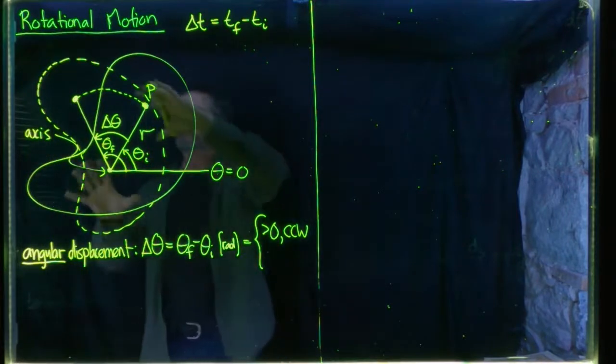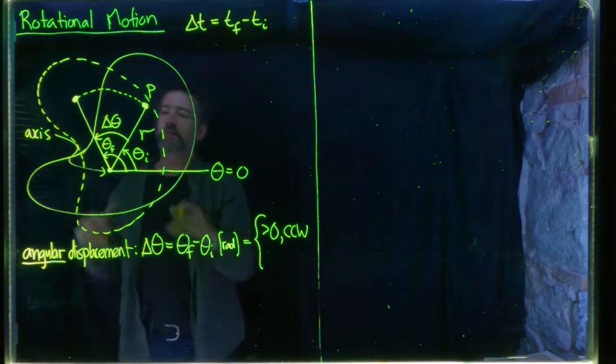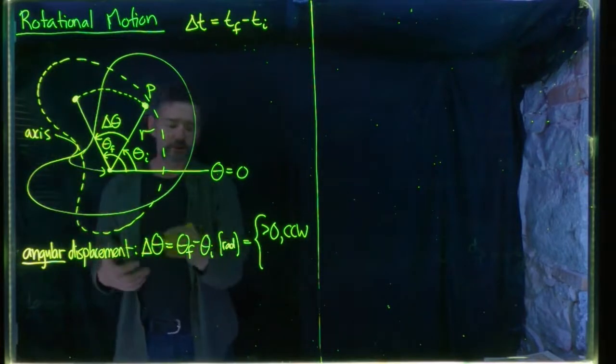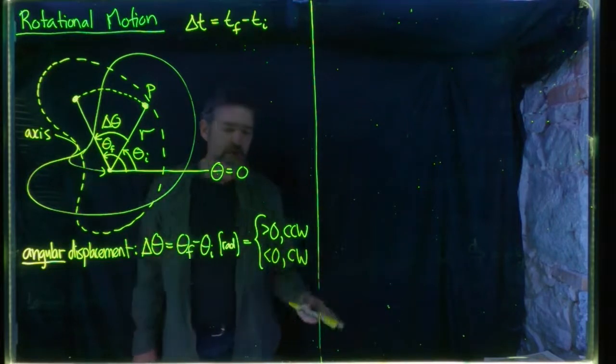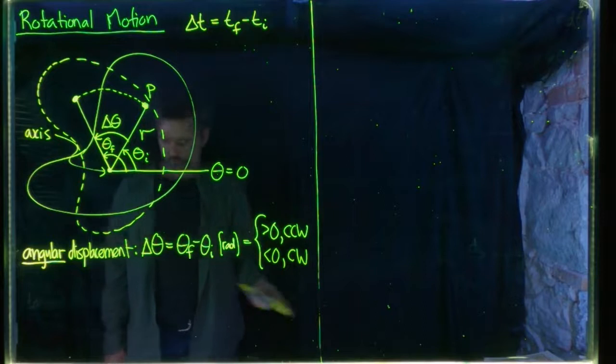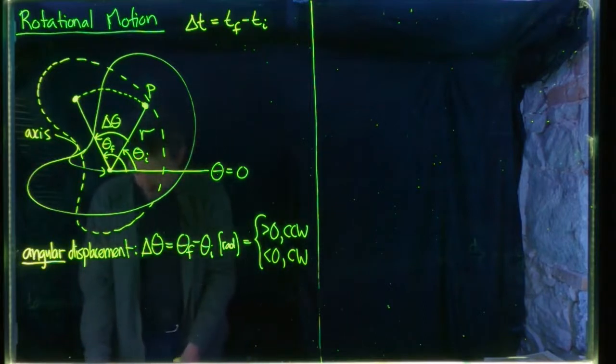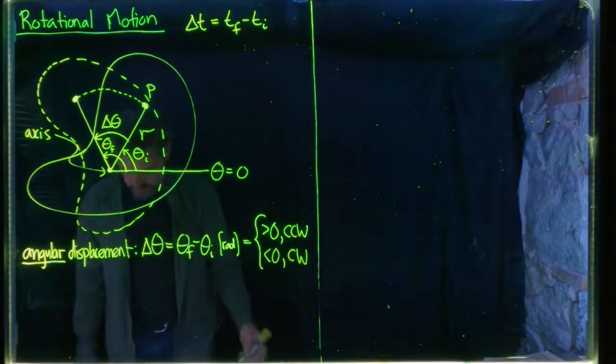So then if the object rotates this way, then theta final will be less than theta initial, so delta theta will be negative. And so that's for clockwise rotation. Okay, great. So that's the angular displacement. It's the change in the angular position.